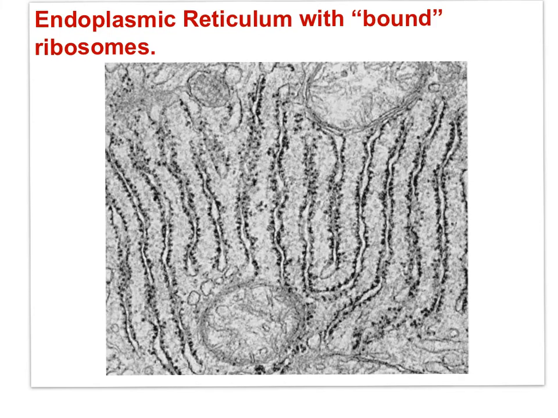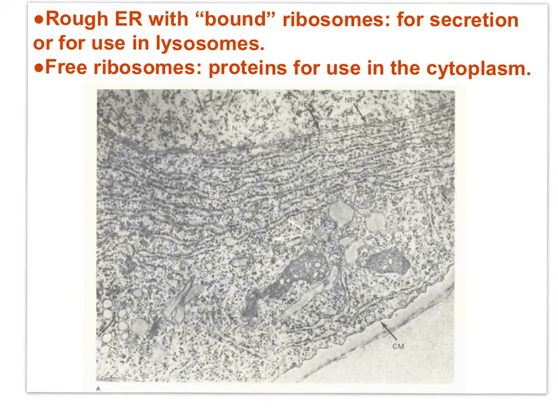Here is a micrograph of rough ER studded with ribosomes synthesizing protein for one of two fates: lysosome or secretion out of the cell. In this micrograph, you should be able to see both ribosomes in contact with the rough ER, as well as free ribosomes. Free ribosomes synthesize protein for use within the cell, such as for enzymes, cytoskeleton, microtubules, etc.